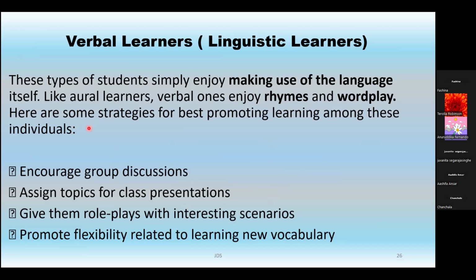Some strategies for promoting learning among verbal language learners, see, group discussions, make them involved in presentation, any kind of small presentations, role-playing dialogues, or maybe oratory, speeches, narrating stories, all those can be effectively implemented with these people. They will willingly come forward to use the language verbally.